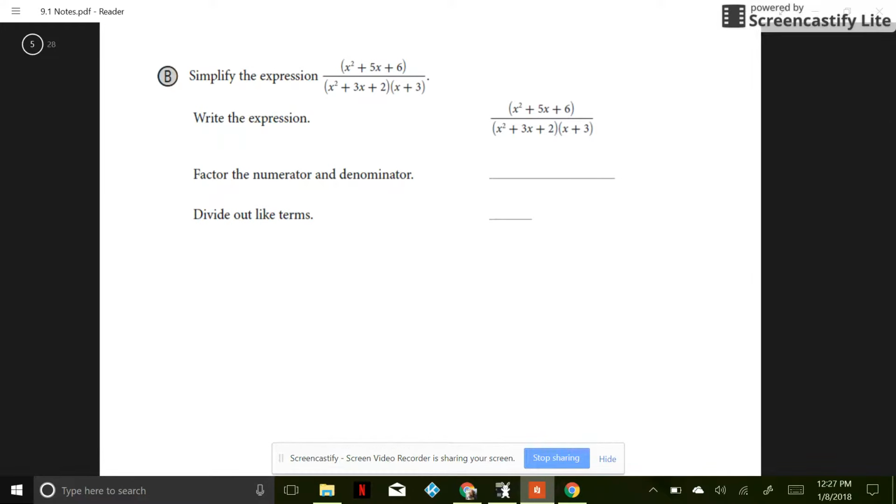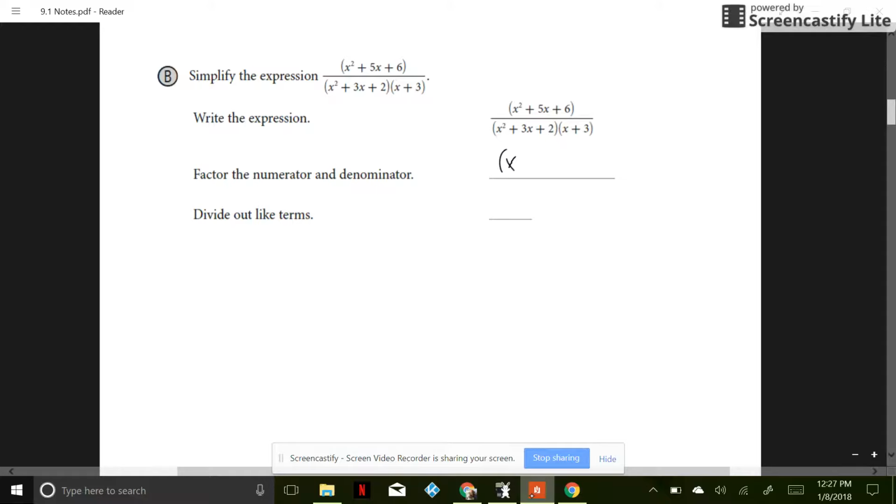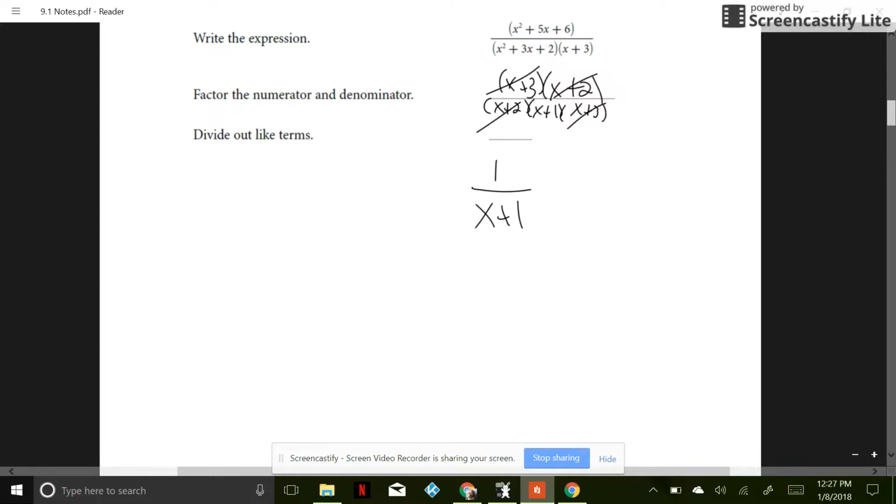So here we want to simplify this expression. You write it out, and then we need to factor. The numerator is going to factor to x plus 3, x plus 2. The denominator will factor to x plus 2, x plus 1, and then that x plus 3. So we can see all the things that are canceling. Those x plus 3s will cancel. The x plus 2s will cancel. Once we've divided out the like terms, we're left with 1 in the numerator and just that x plus 1 in the denominator.